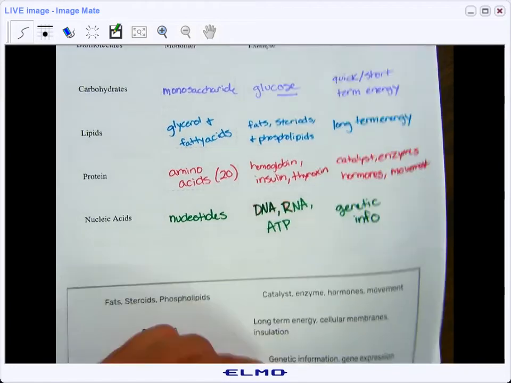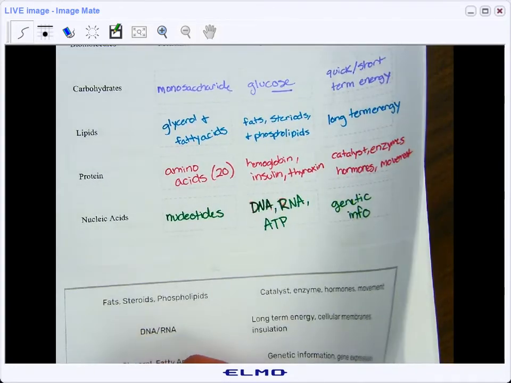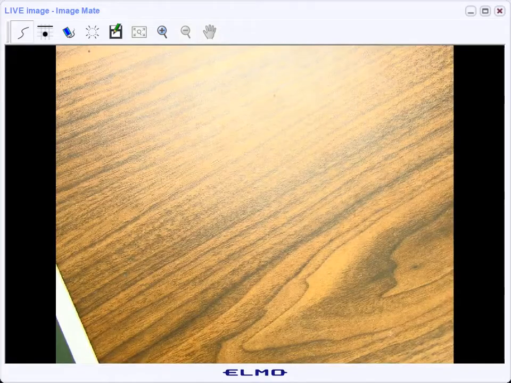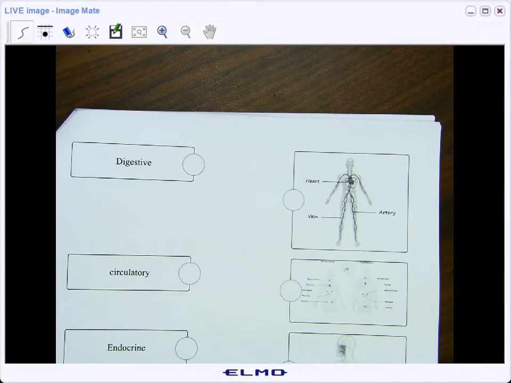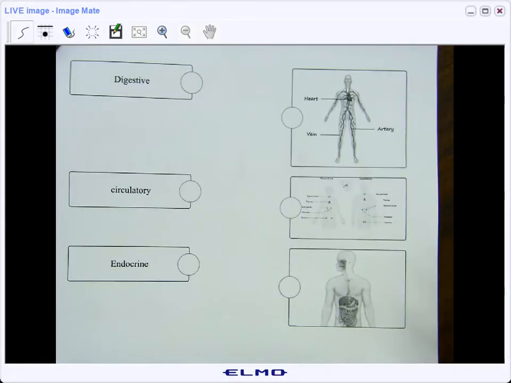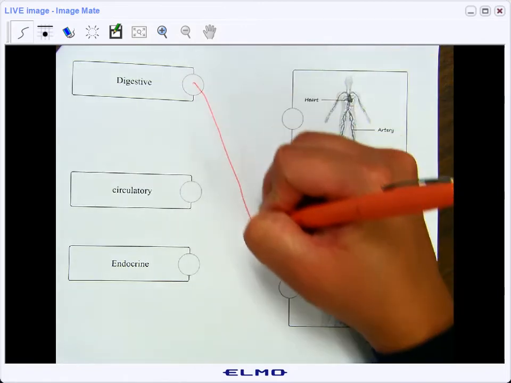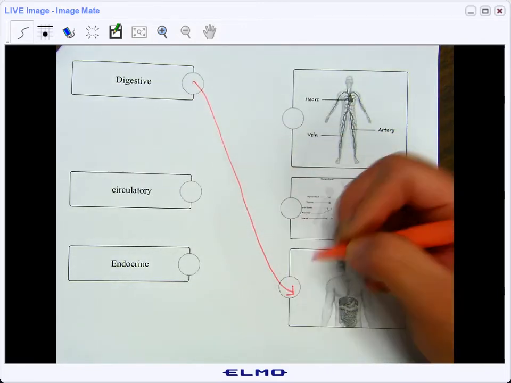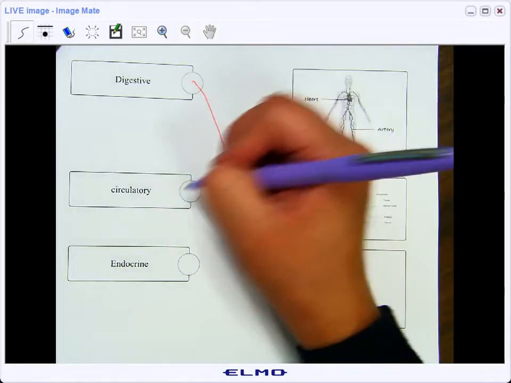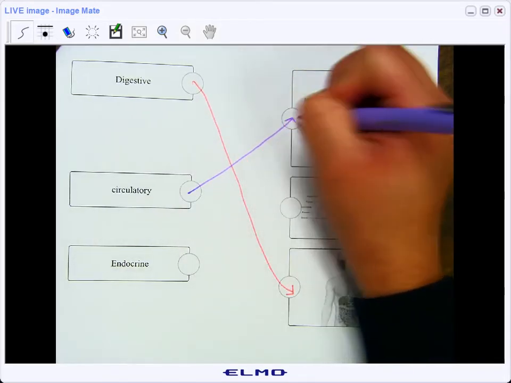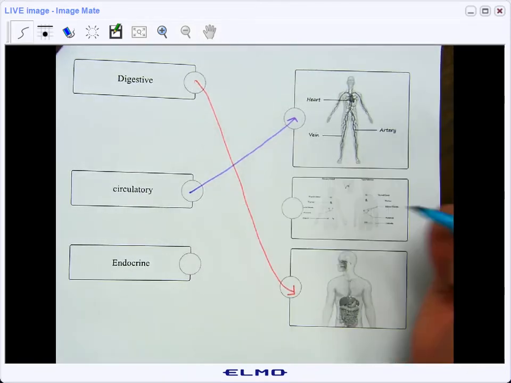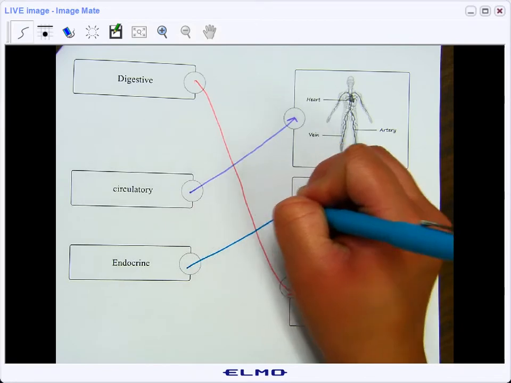All right, next we're going to start with our body systems. Hopefully, again, these are easy to tell which one's which. Your digestive system is going to include your mouth, your stomach, esophagus, and intestines. Your circulatory system is going to have your heart, your veins, and your artery. And your endocrine system is going to have all of your glands.